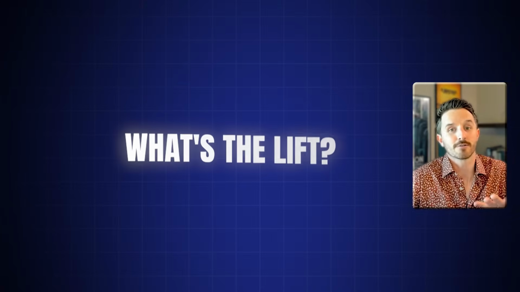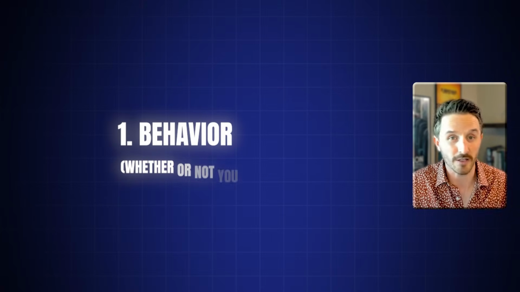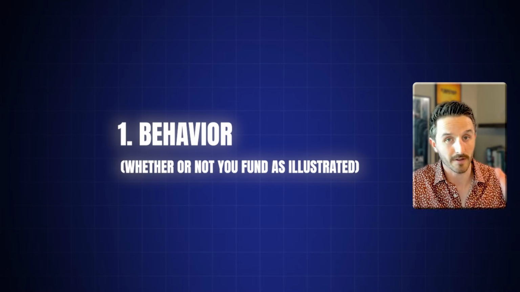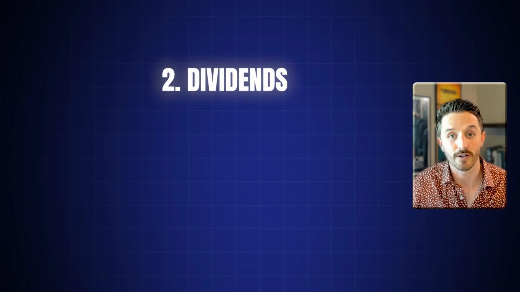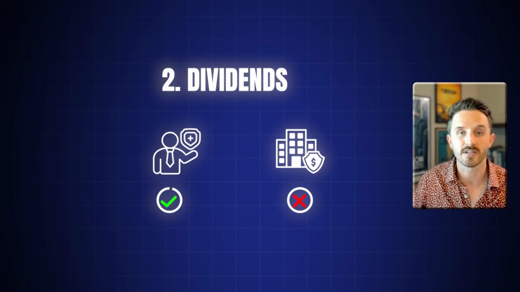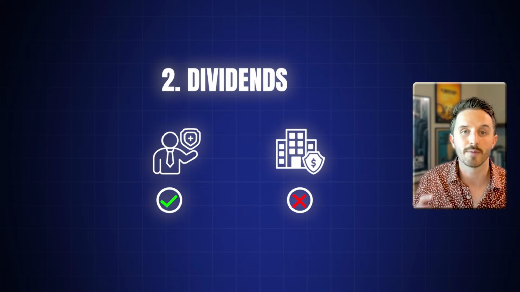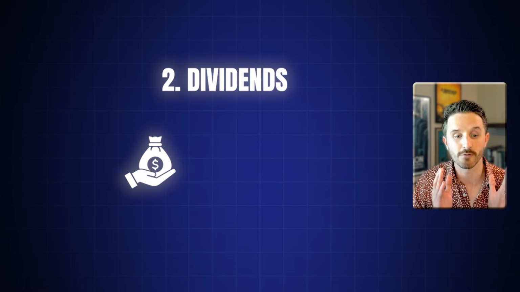Now, what's lifting your policy up? Your lift on your policy is your behavior, or whether or not you fund it the way that is illustrated. That's probably the most important thing. You're also getting dividends because all the carriers that we are looking at are mutual carriers, which means they are owned by the policy owners and not stockholders. Because they're owned by the policy owners, you are entitled to a share of its revenue. And you get that in the form of dividends.